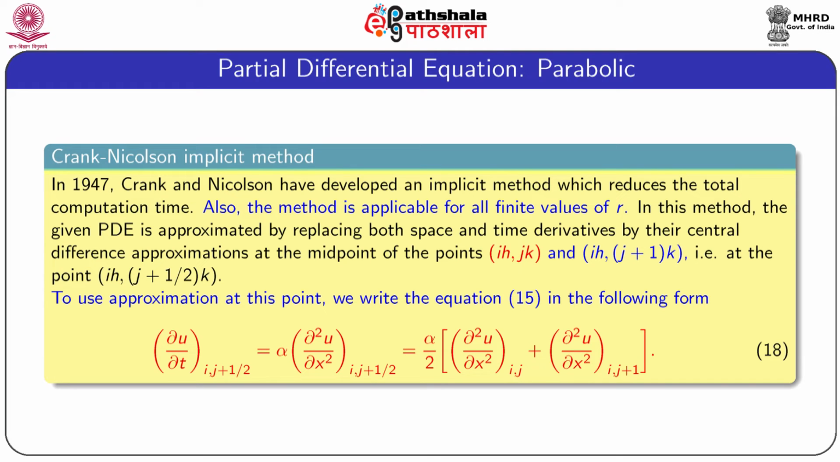The given parabolic equation is divided into 2 parts, that means the right hand side of the PDE, the term alpha into del 2u by del x2, is divided into 2 parts. The first part is approximated at the mesh point i,j and the second part is approximated at the mesh point i, j+1. So, this is the new concept posed by the Crank-Nicholson method.